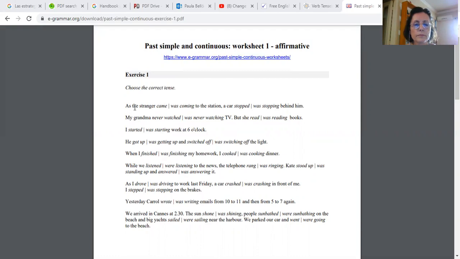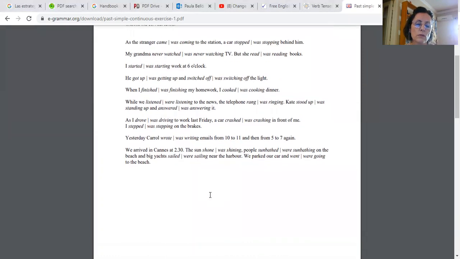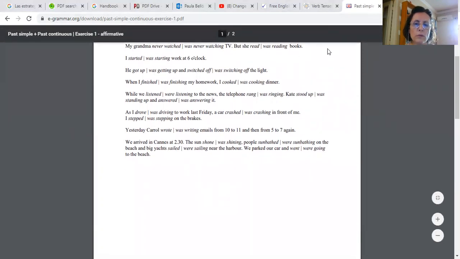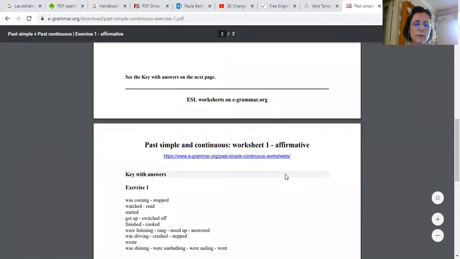Was coming to the station. Yes, as a stranger was coming. A car stopped. Yes, a car stopped. Excellent. So there you have to choose one or the other. And so on and so forth. So I have also, this is an easy one.